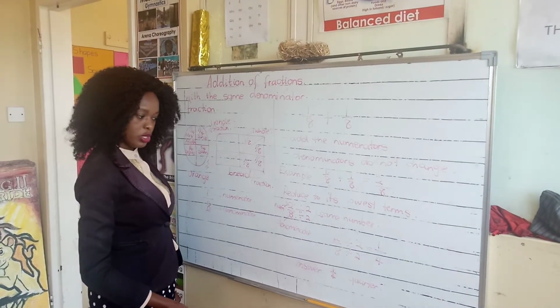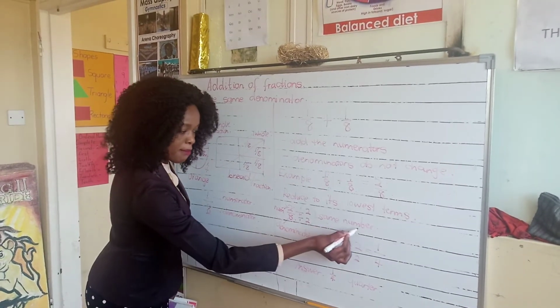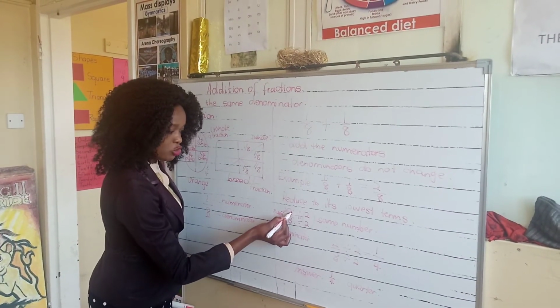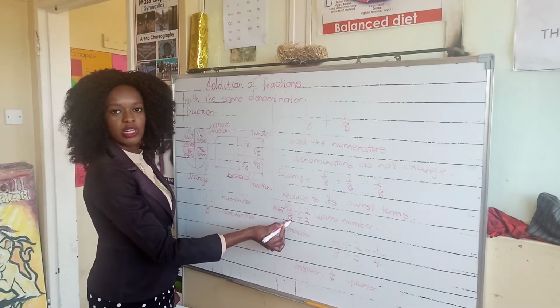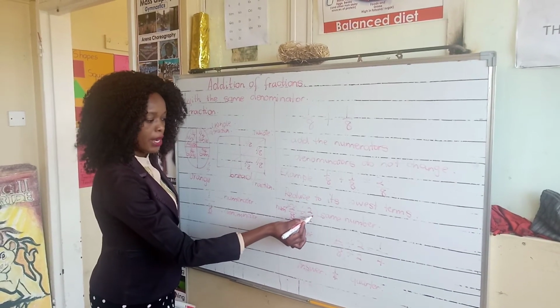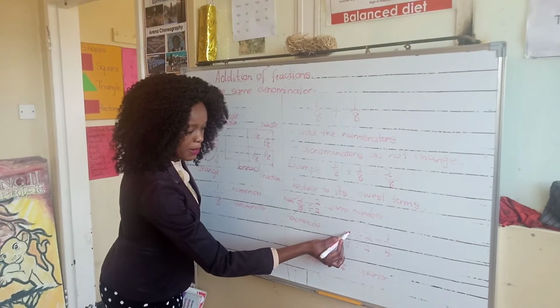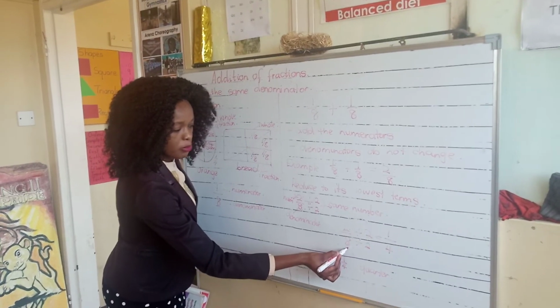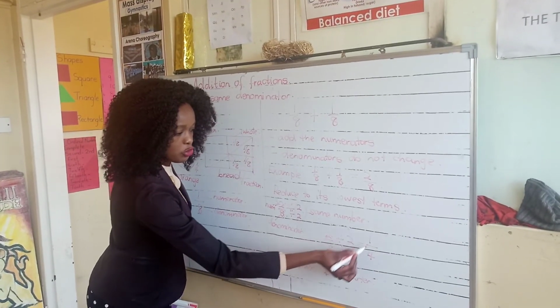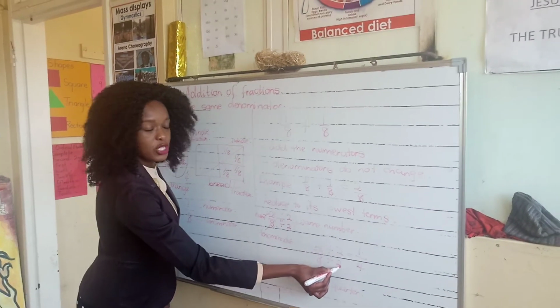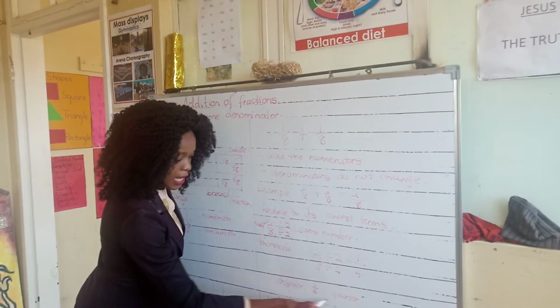How do we reduce to these lowest terms? We look for a number that can divide the numerator and the denominator, and it does not leave a remainder. So our number is 2. We came down here, we divided the numerator by 2, we divide the denominator by 2. 2 divided by 2, we get a 1. 8 divided by 2, we get a 4. And our answer is a quarter.